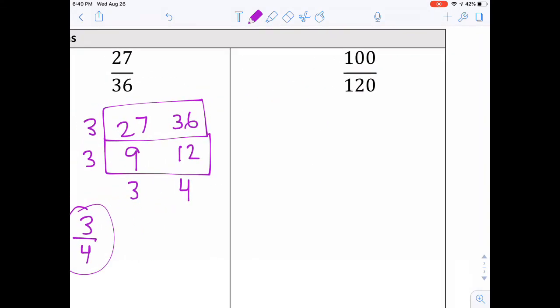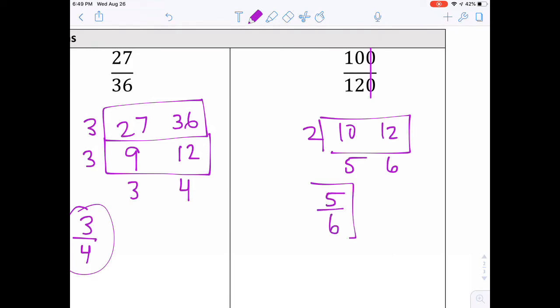On this next one, I hope you saw that you could take those zeros and cross them off to have 10 over 12. If you have 10 over 12, you can divide 2 out of both of those to get 5 and 6. Nothing else comes from 5 and 6, so we have 5/6.